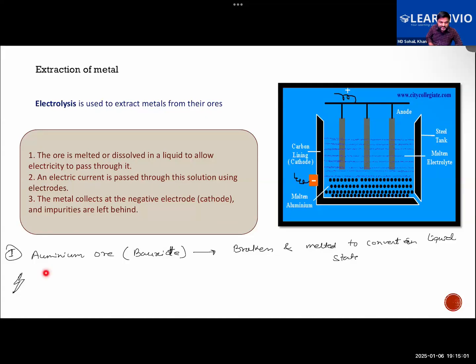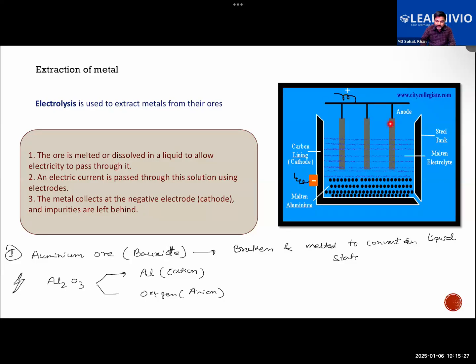In the second step, what is done? Electric current is being passed through this molten electrolyte, and thereby what will happen? This aluminum ore, that is Al2O3, will break up into aluminum, which is basically the cation here, and into oxygen, that will be the anion.